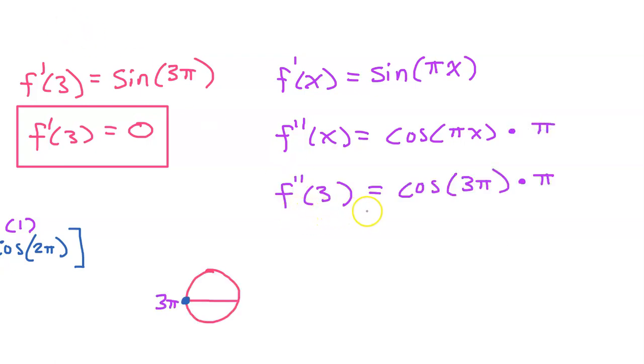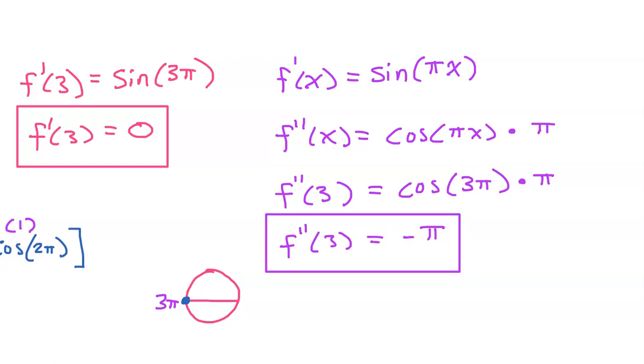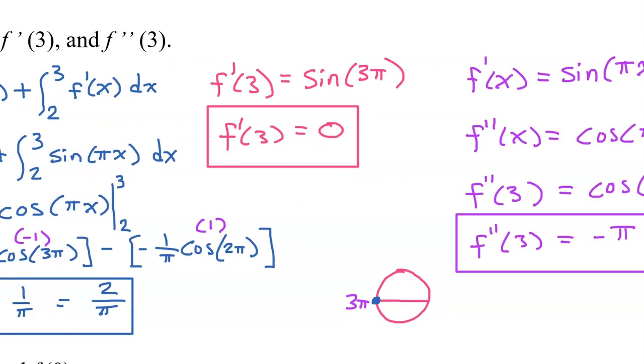So f double prime at 3 will equal the cosine of 3 pi times pi. What is the cosine of 3 pi? Well, that's negative 1. So we end up with negative pi. And that's it. We found all three.